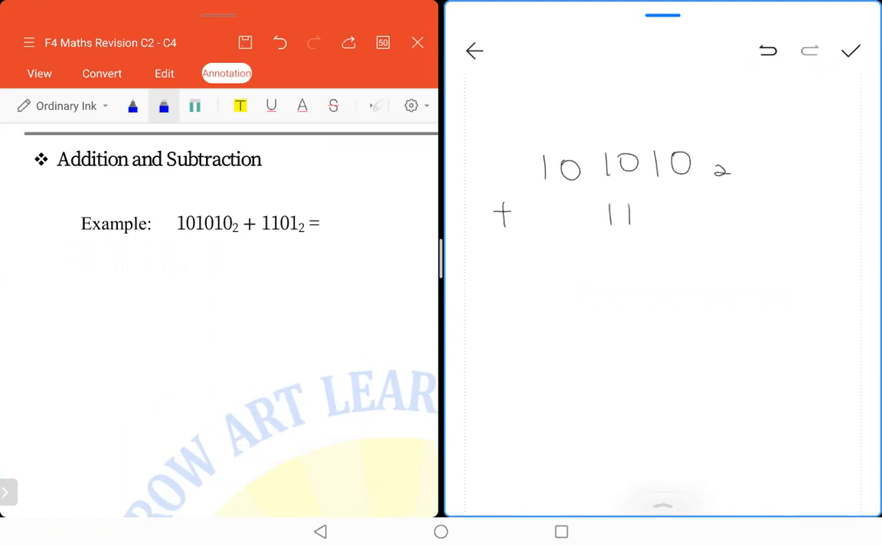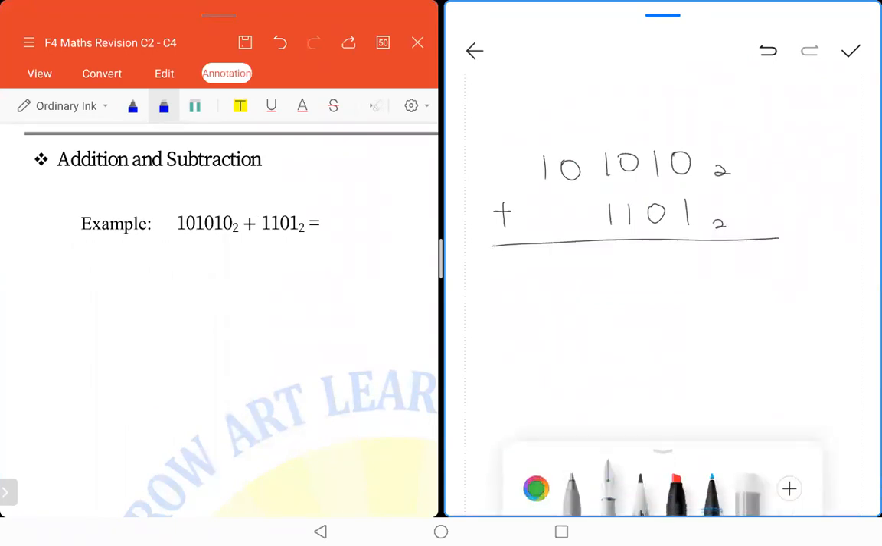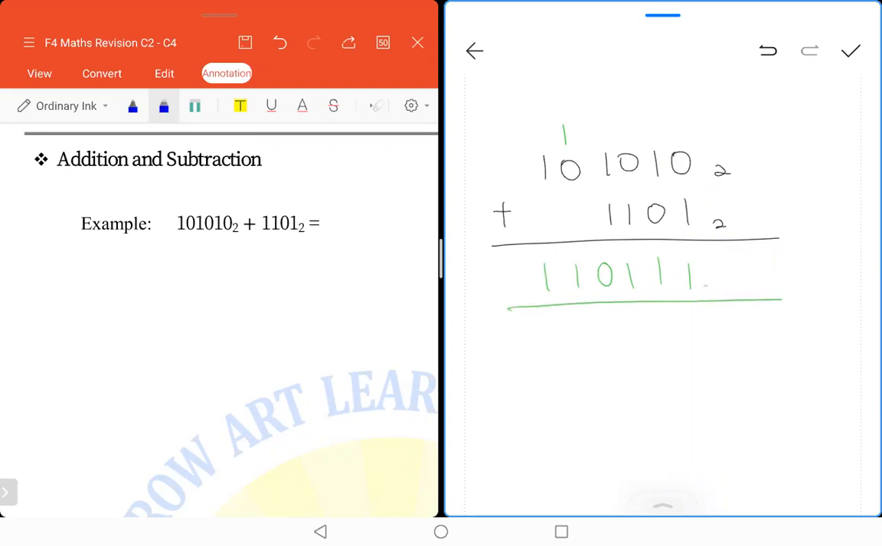Plus 1101 in base 2. Okay, 0 plus 1, 1. 1 plus 0, 1. 0 plus 1, 1. 1 plus 1 is 2. Is it 2? Okay, 0, or it can be 10. It should be 10. So add 1 to the other side. Then 1 plus 0, 1 again. Then bring down a 1. So this is the answer in base 2.